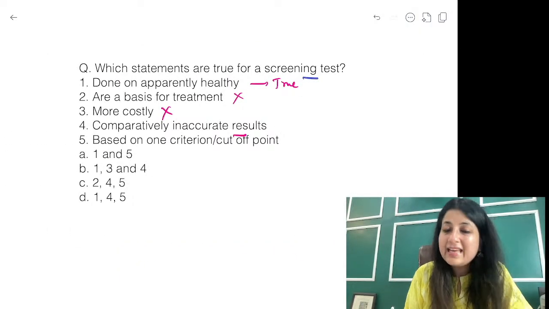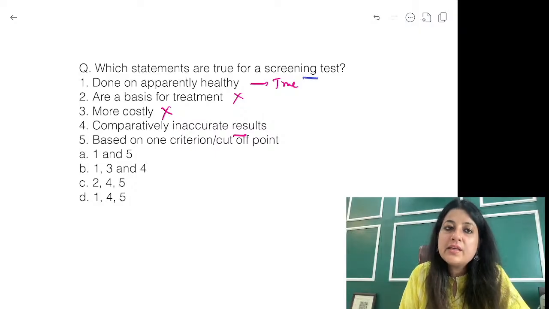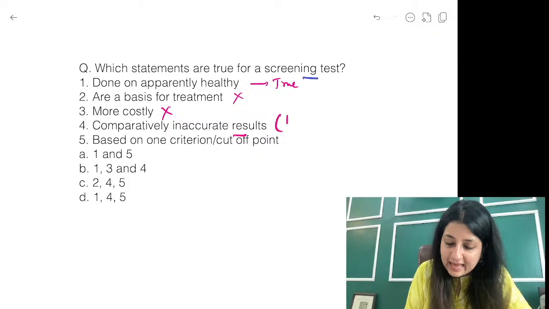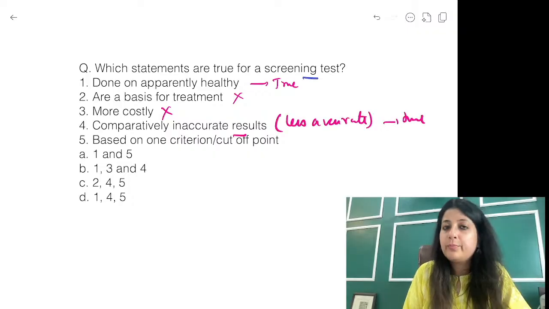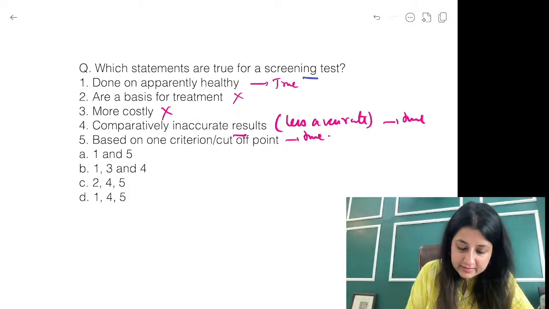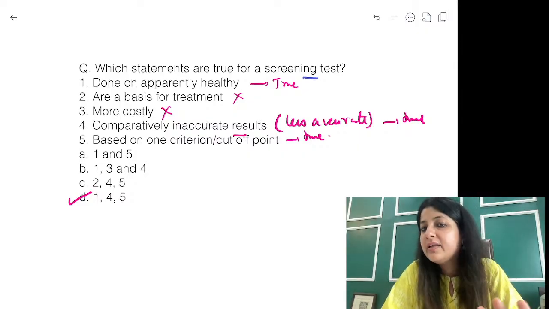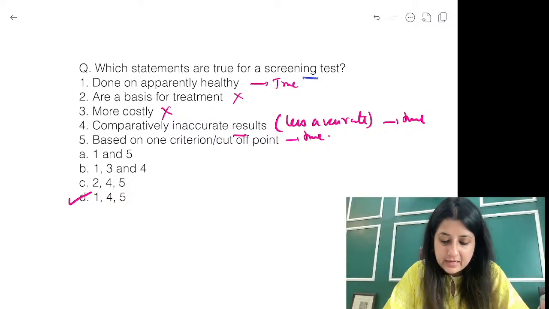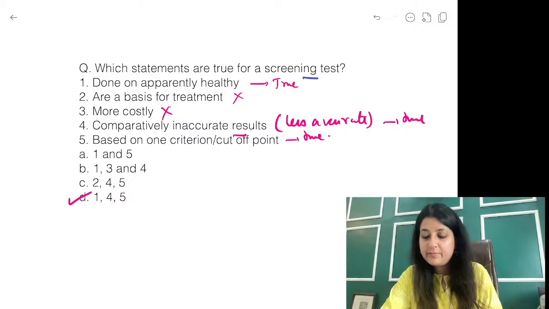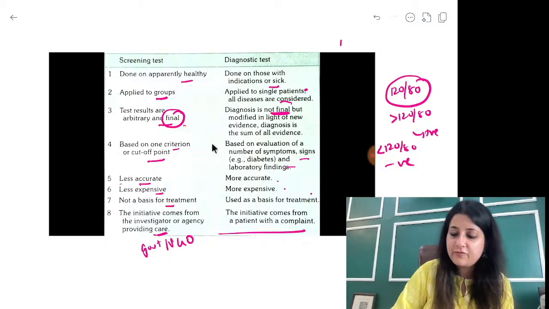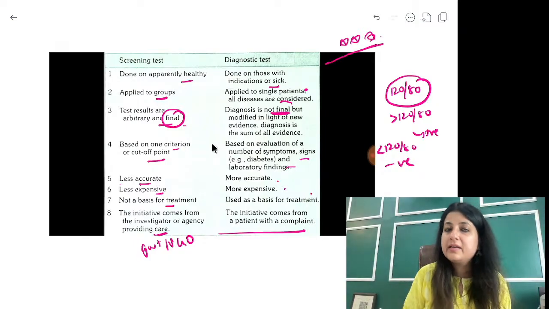Now, comparatively inaccurate results. If you look over here, we are getting less accurate results, right? So this again is true. Based on one criterion or cutoff point, it is also true. So what is the correct answer over here? 1, 4 and 5. You have to consider it when you are comparing with a diagnostic test. Now did all of you understand? Will you remember this go-to table for exams? This is a 3-star table, guys. Read it before you go.